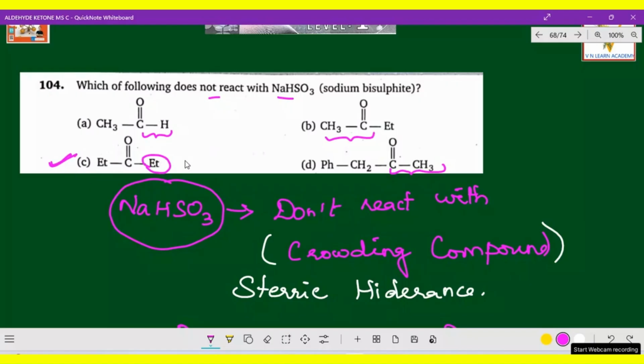I hope you got the clarity. So which is the correct option? Option C is the correct option. Come on, let us go to the next question. I hope you got the clarity about all these points. Sodium bisulfite: for what purpose we are using it, where it will react, and where it will not go. Right? Come on, let's go to the next question.